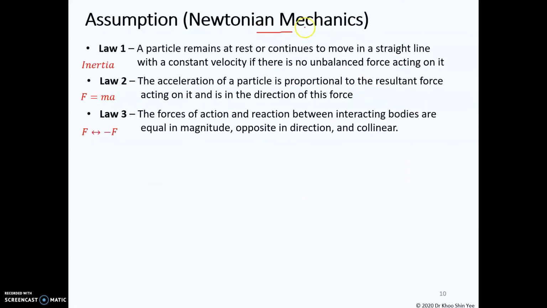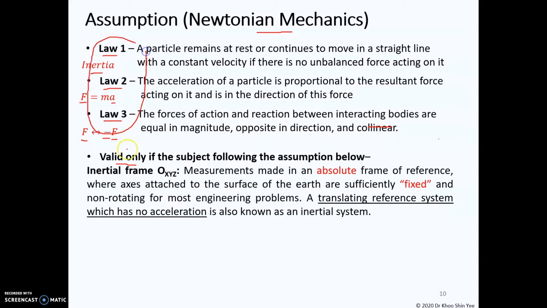In Newtonian mechanics, you have Newton's law 1, which is relevant to inertia. It states that a particle will remain at rest or continue to move in a straight line with a constant velocity if there is no unbalanced force acting on it. For the second law, the acceleration of a particle is proportional to the resultant force acting on it and is in the same direction as this force. Law 3 mentions that the forces of action and reaction between interacting bodies are equal in magnitude and opposite in direction. This law will be valid only if the subject follows the assumption below.